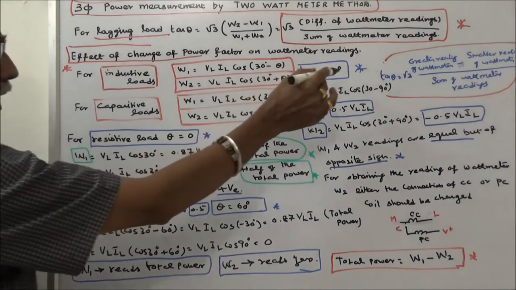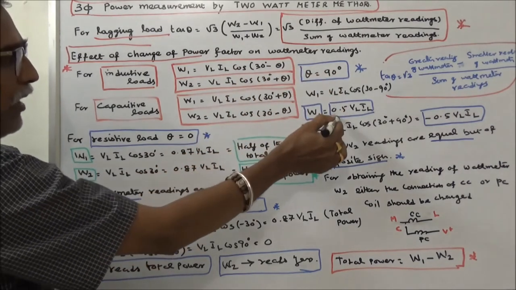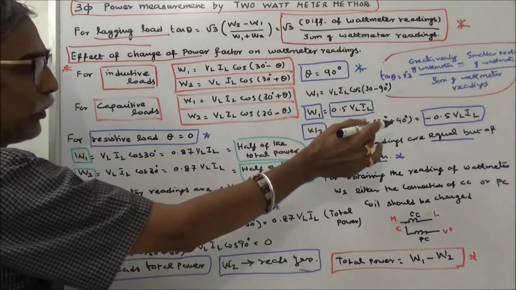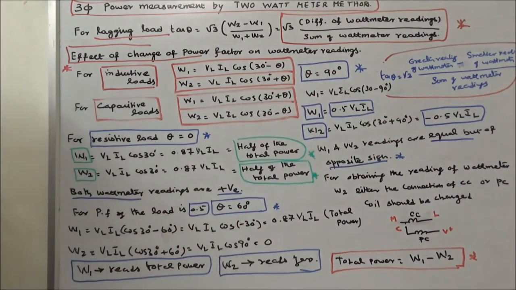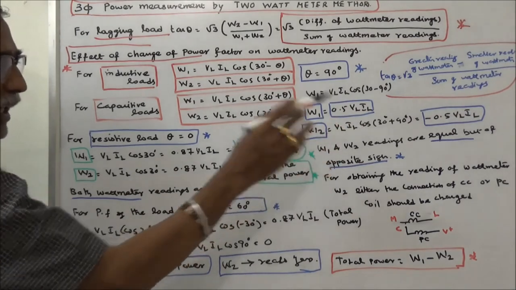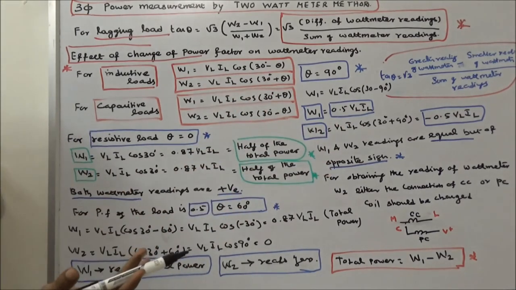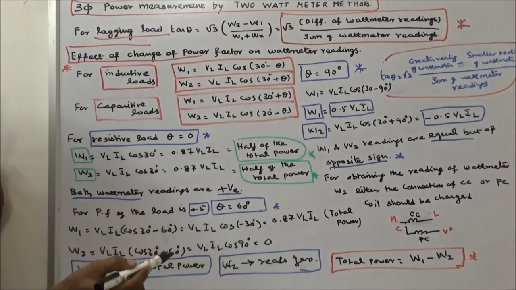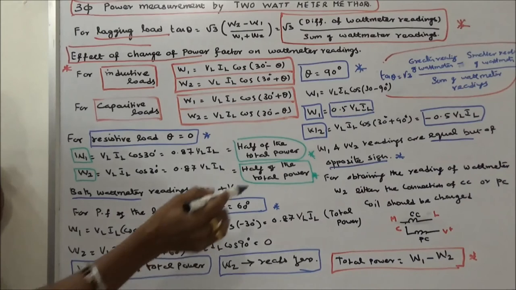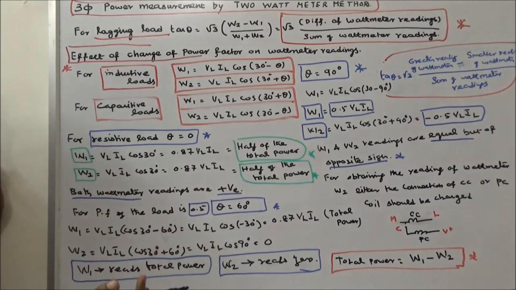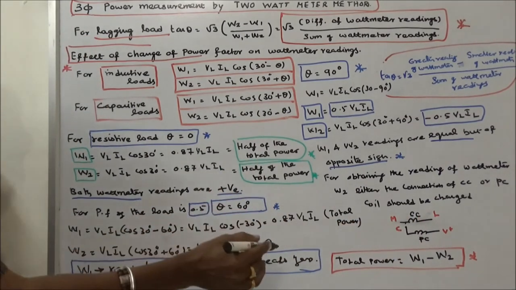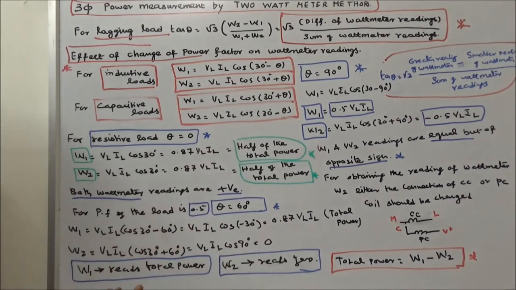Next, theta is equal to 90 degrees. When theta is equal to 90 degrees, W1 is equal to 0.5 VL IL. W2 is equal to minus 0.5 VL IL. W1 and W2 readings are equal but of opposite direction. So how to obtain W2? For obtaining the reading of wattmeter W2, either the connection of the current coil or the pressure coil should be changed. The terminals should be changed. That means you are changing the direction. So the total power is equal to W1 minus W2.